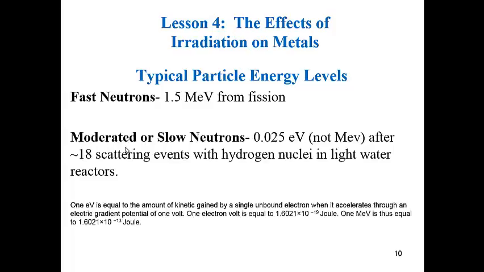An eV is equal to the amount of kinetic energy gained by a single unbound electron when it accelerates through an electric potential difference of 1 volt. So 1 electron volt is equal to 1.6 times 10 to the minus 19th joules. 1 MeV is thus equal to 1.6021 times 10 to the minus 13th joule, just to give you a feel for what these energies are.